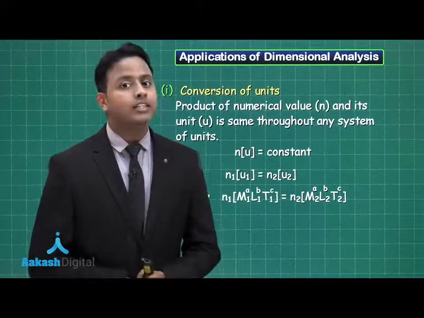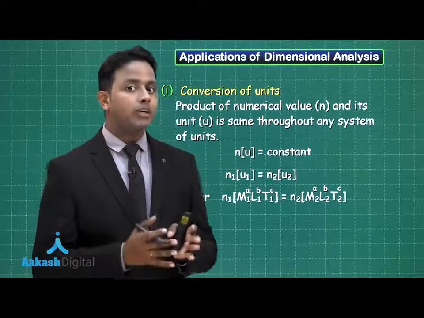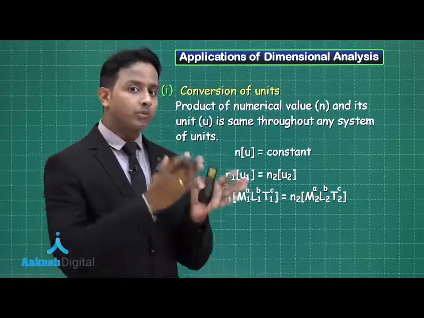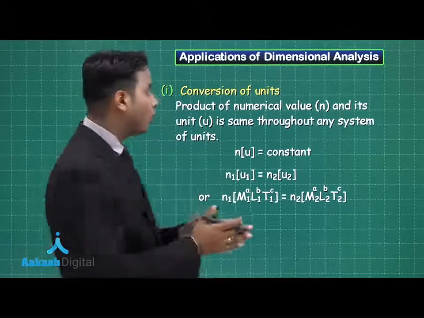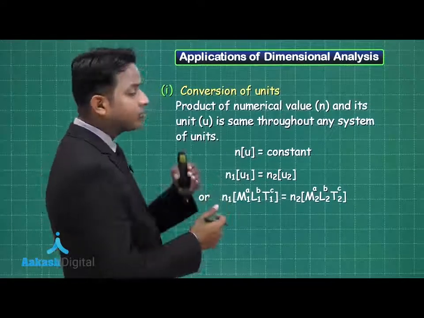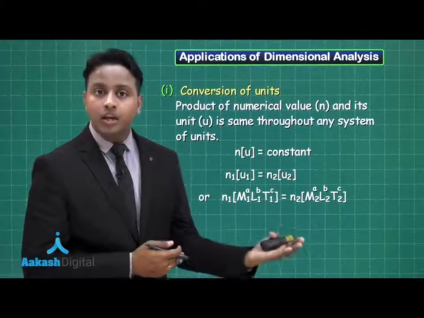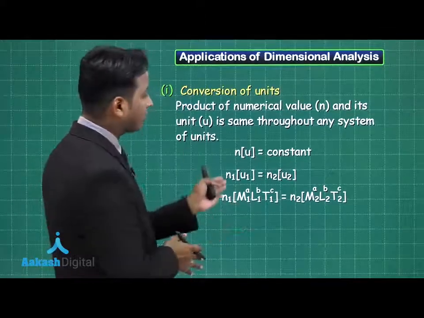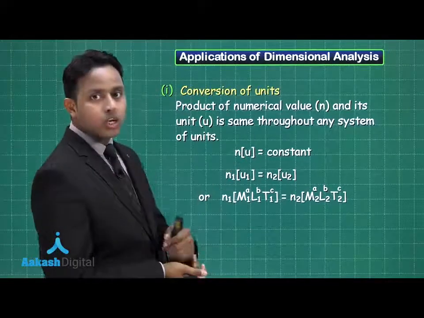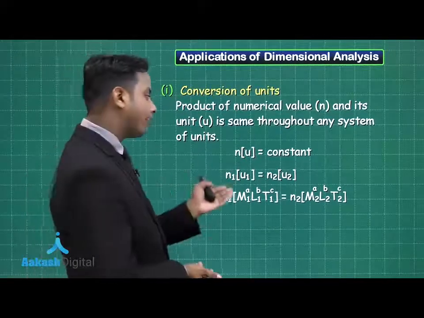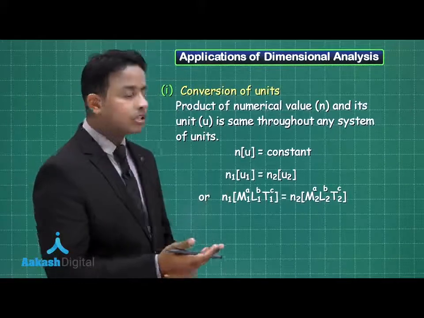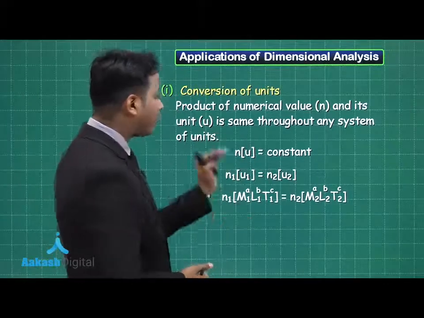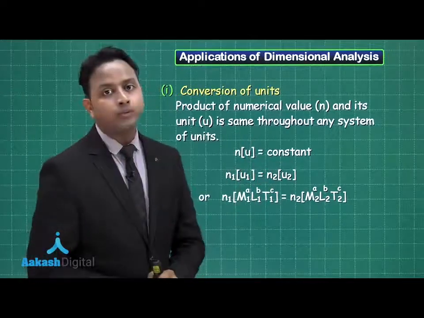You know that any physical quantity can be labeled as the product of two things, the numerical value and the unit. So whenever you are transitioning from one system to another system, the product of the unit and the numerical value remains the same. So that means n into u remains constant. For one set of units it is n1 u1, for another system of units it is n2 u2. So n1 u1 is equal to n2 u2.